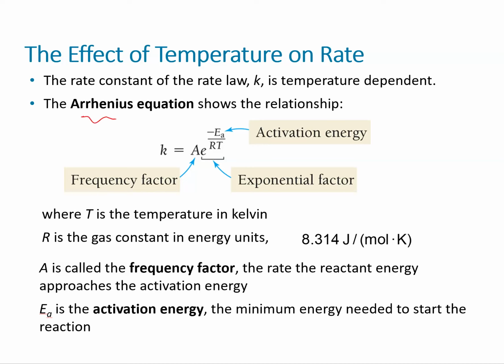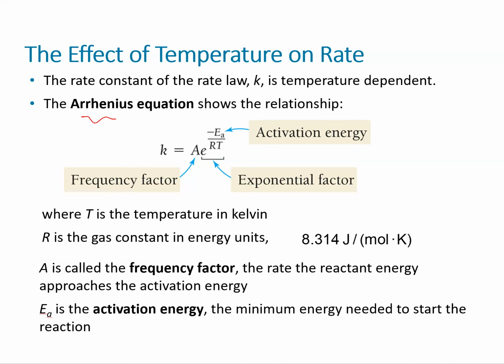So k, our rate constant, is going to equal the frequency factor, capital A, times the exponential factor, e raised to the exponent of negative activation energy over RT, where R is our gas constant and T is our temperature in Kelvin. So we have just a couple terms here, and it looks a little bit daunting at first, but we're going to simplify it pretty neatly.